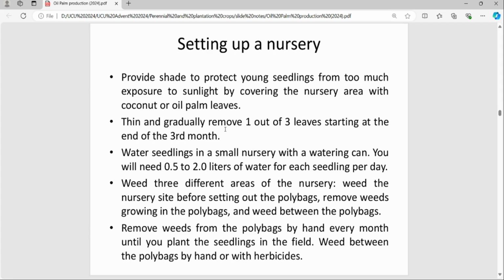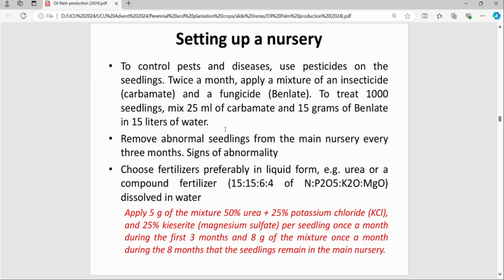You're also supposed to carry out weeding in the nursery, and this is in different areas. One is you're supposed to do weeding before you set up the nursery or before you bring the polypots that have been filled with soil. And then the second one is that you're supposed to weed within the pots and then between the pots. So when you're weeding within the pots, you're supposed to use hands. But when you're doing the weeding between the poly bags, you can either use hands or you can use herbicides. But in case you use herbicides, ensure that you do not spray the seedlings as well.